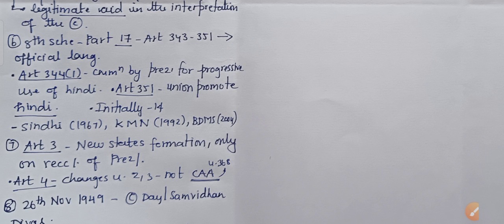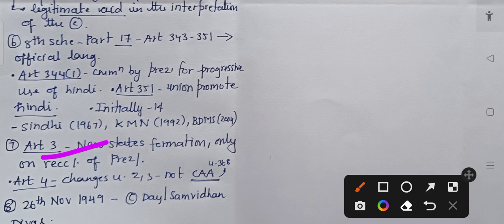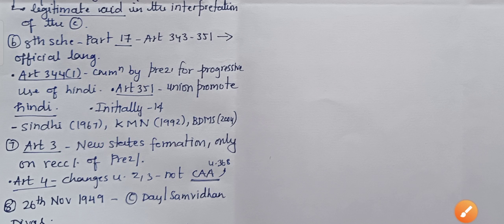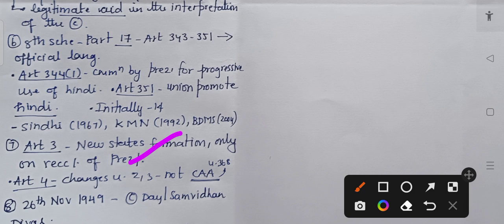The next fact is about Article 3. It talks about the formation of new states, and Parliament can do so by simple majority only after the recommendation of the President. Parliament by themselves cannot do it, right? Article 4 tells us that the changes done under Articles 2 and 3 are not constitutional amendments under Article 368. Article 368 only means constitutional amendment. Articles 2 and 3 are not constitutional amendments.